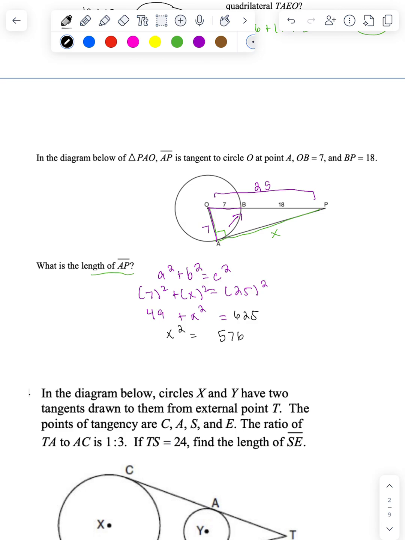Let me write that over here. And I wrote x squared. You could have written b squared because I know in the Pythagorean theorem it's b squared. It doesn't matter. Let me put here that I took the square root of both sides so you can see what I did. And the missing side, which represents the length of AP, is 24. And that is our final answer here.